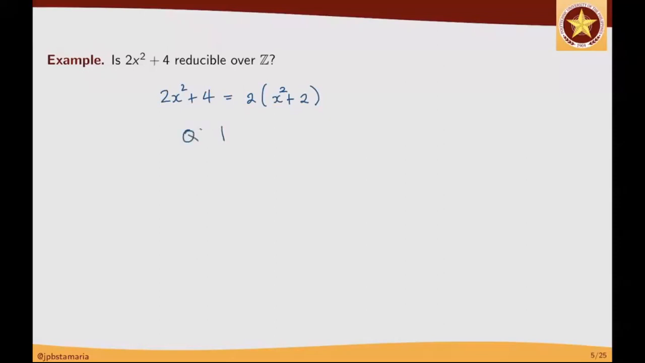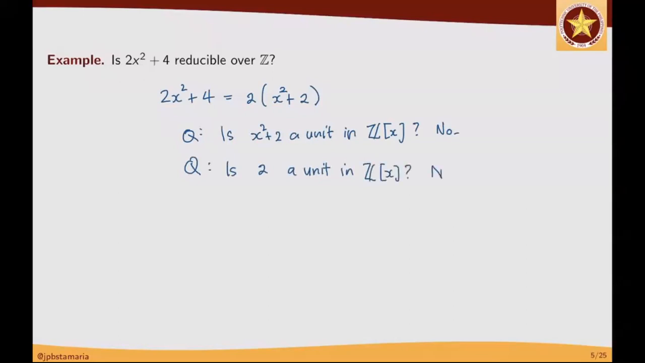Question. Is x squared plus 2 a unit in Z[x]? No, hindi naman, no? Walang reciprocal yan. Kasi ang tanging units ng Z[x] are the units of Z, which is 1 or negative 1. How about the other factor? Is 2 a unit in Z[x]? Hindi rin naman. So therefore, in this case, this is a non-trivial factorization over Z.